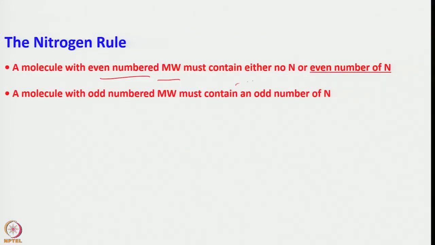The nitrogen rule is also there. A molecule with an even numbered molecular weight must contain either no nitrogen or an even number of nitrogen. So that means if the molecular weight is even, it should have nitrogen only in even number, or it shouldn't have any nitrogen. And if an odd numbered molecular weight is there, it must have an odd number of nitrogen only, not even. This information is also quite helpful when you go for proteins and amino acids and other things where the possibility of more nitrogens is there. So when the molecular weight is even, only an even number of nitrogen atoms will be there, or no nitrogen atoms. When it is odd, there has to be an odd number of nitrogen atoms.